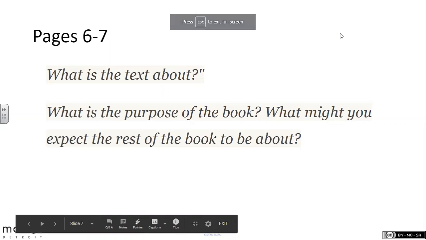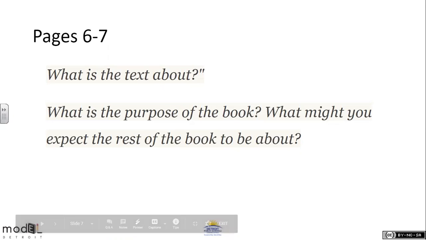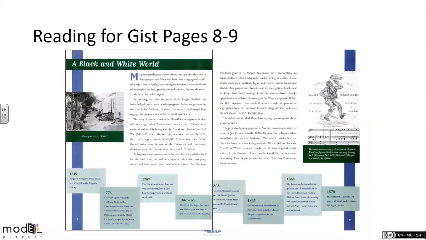Okay, so I want you to stop and think about this first question. What is the text about? And then what is the purpose of the book? What might you expect the rest of the book to be about? So these two pages really set up why Sharon Robinson wrote this book. So I want you thinking about that. So what is this text about?